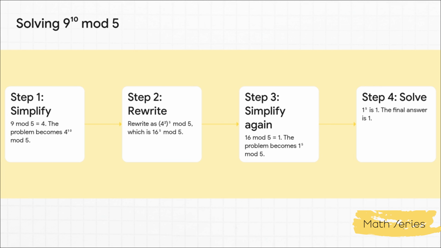We can rewrite 4 to the 10th power as (4 squared) to the 5th power. Now why on earth would we do that? Because now we can simplify what's inside those parentheses. 4 squared is 16, and what's 16 mod 5? It's just 1. Suddenly, our impossibly massive problem has completely collapsed into just 1 to the power of 5. And we all know what that is. The answer is 1. We just solved a problem involving billions in our heads.